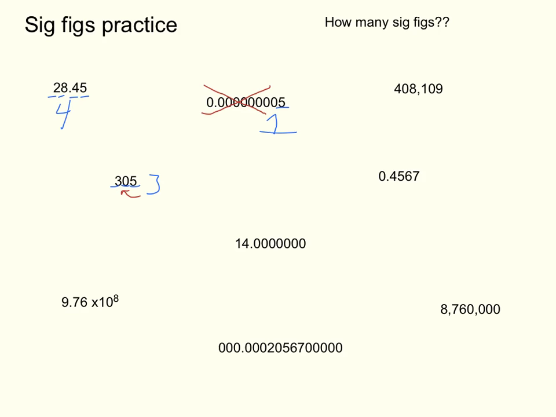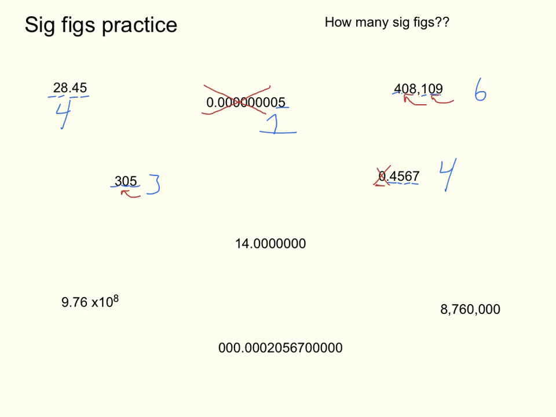Okay, next, moving on. 408,109. Well, zero sandwich there, zero sandwich there. Those zeros both count. So we have 1, 2, 3, 4, 5, 6. We have 6 sig figs there. Let's go below it. 0.4567. We have a leading zero. It is not significant. Rule number 3. And then the rest are counting digits. 1, 2, 3, 4. So we have 4 sig figs here.